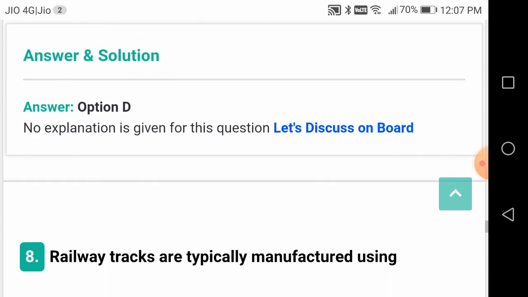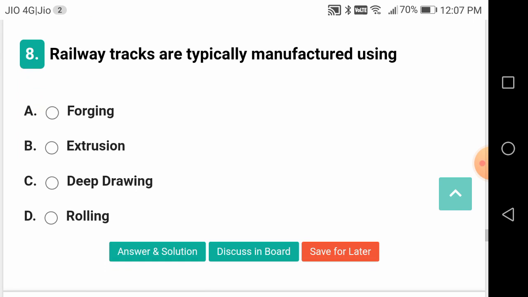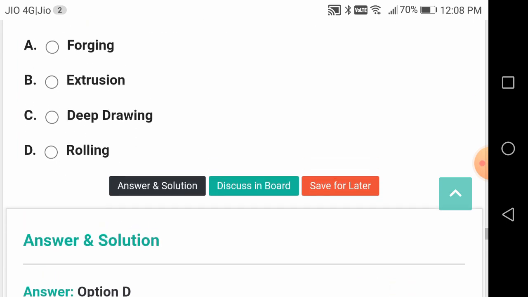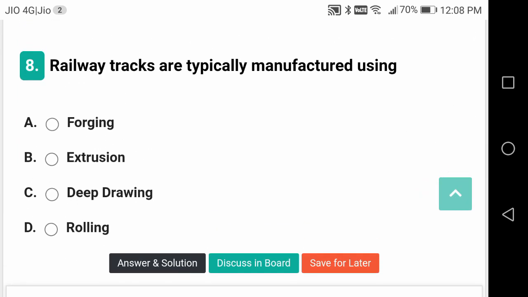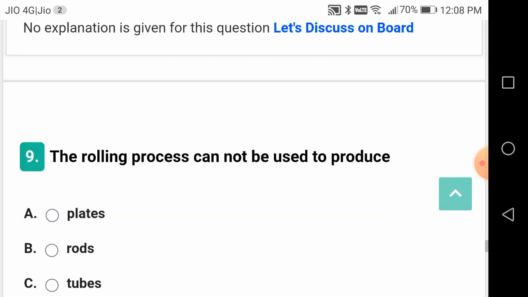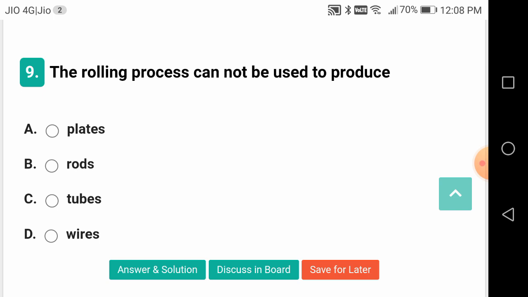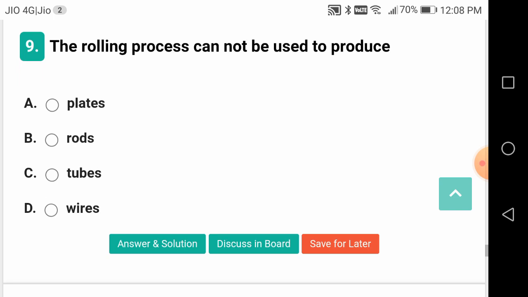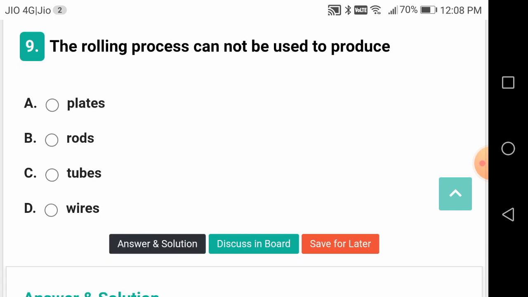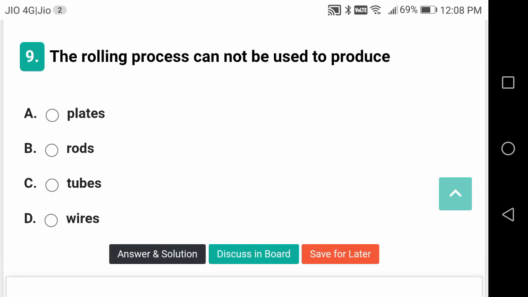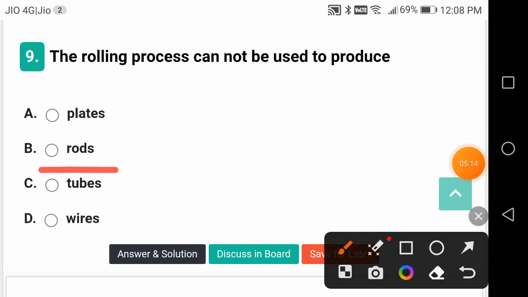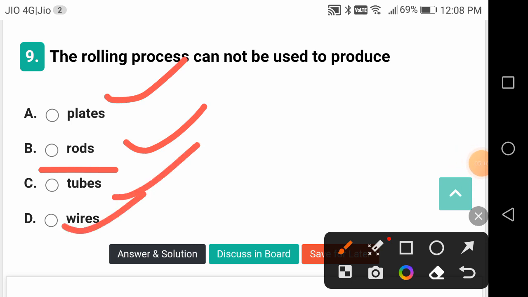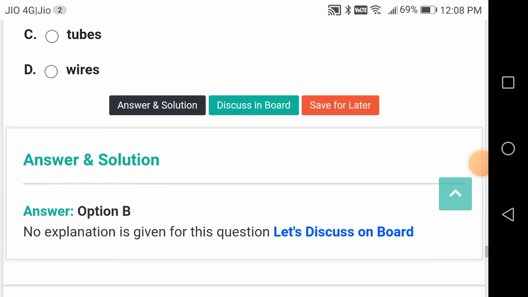Remember these defects. Railway tracks are typically manufactured using rolling. Once again a good question, friends. Rolling is the manufacturing method used for manufacturing of railway tracks, I sections, right? Railway track sections normally will be of high sections. The rolling process cannot be used to produce rods. Rolling is not used for rods, but plates, tubes, wires can be produced by the rolling process.